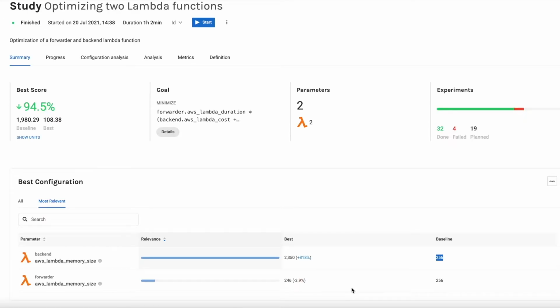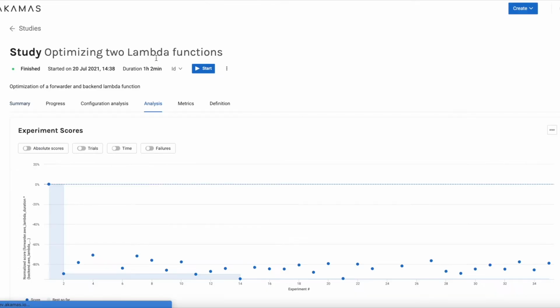The tuning parameters for this optimization study are the memory size for both the backend and the forwarder functions. As we can see, the baseline configuration for both functions assigns 256 megabytes of memory each. This is just about the minimum recommended value. Let's now analyze the results of the experiment executed by Akamas and the best configuration.